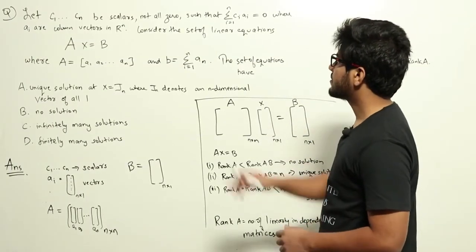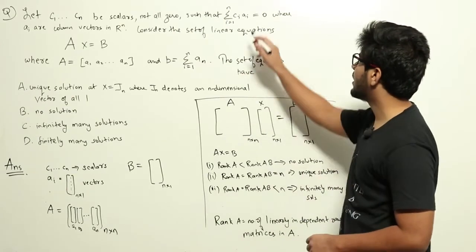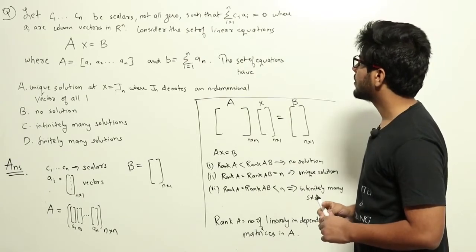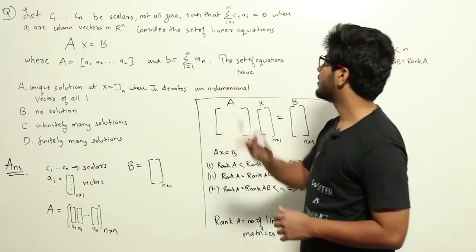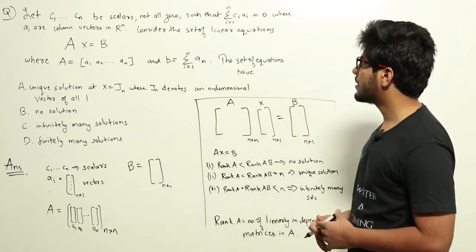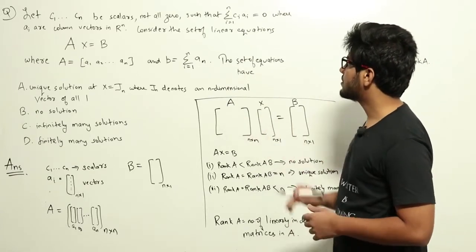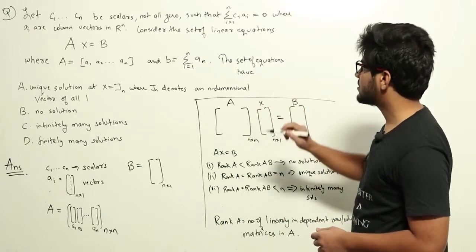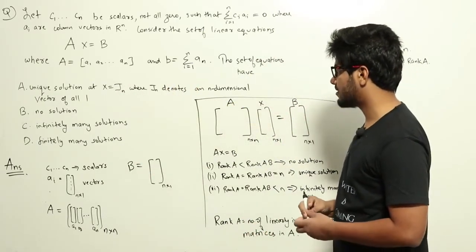Let C1 up to Cn be scalars, not all zero, such that sigma i equals 1 to n Ci Ai equals 0, where Ai are column vectors in R power n. Consider the set of linear equations Ax equals B, where A equals [A1, A2, up to An], and B equals sigma i equals 1 to n Ai. The set of linear equations have, and we have been given these four options regarding solutions.